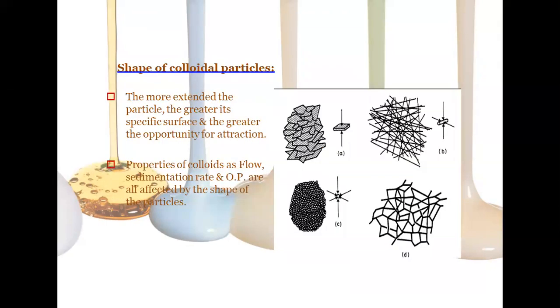Next we come to the shape of colloidal particles. Here is an image of colloidal particles, how they look. The more extended the particles, the greater the specific surface and the greater the opportunity for attraction. The properties of colloids, such as sedimentation rate and osmotic pressure, are all affected by the shape of the particles.